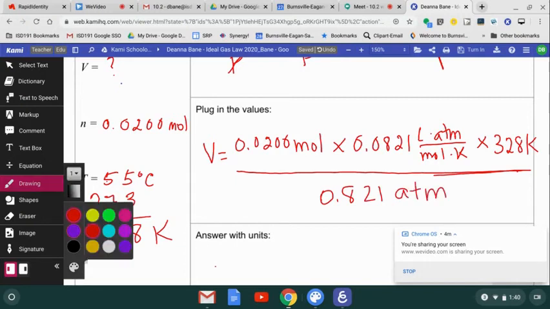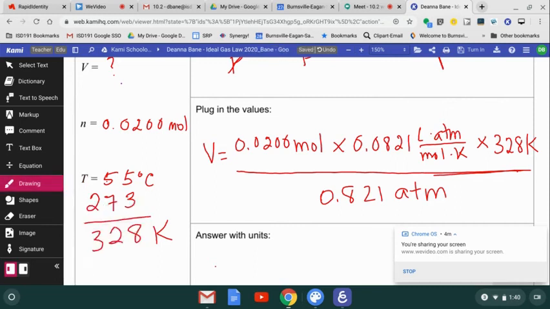All right, so I'm going to switch colors here and show how the units cancel. So we've got moles on the top, moles on the bottom, atmospheres on the top, atmospheres on the bottom, and then we're looking for liters, and our kelvins on the bottom and kelvins on the top. So that's the only unit left over, which is good.